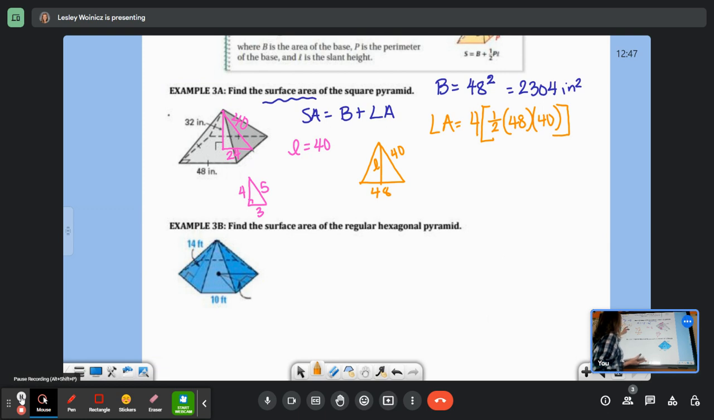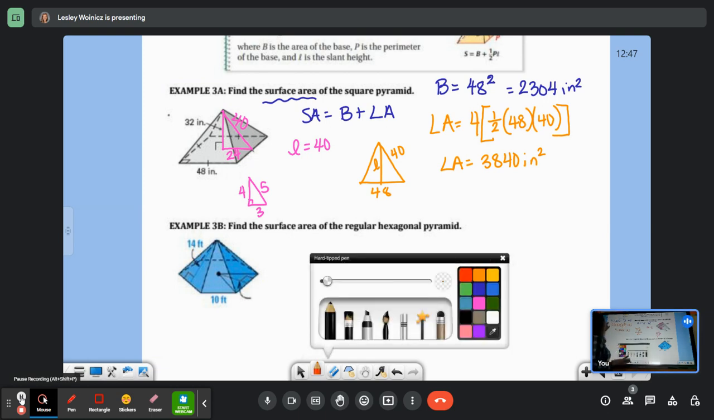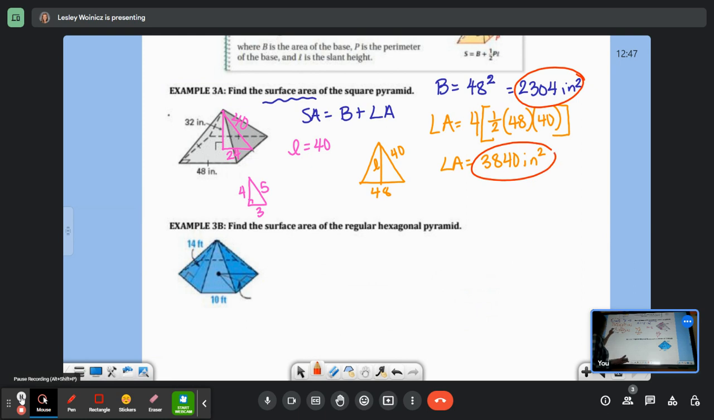This is my lateral area. Sorry, I forgot the L in front of it. Lateral area is 3840 inches squared. So if I add those two together, my base and my lateral area, I'll get my surface area. I'm getting 6144. Yep.